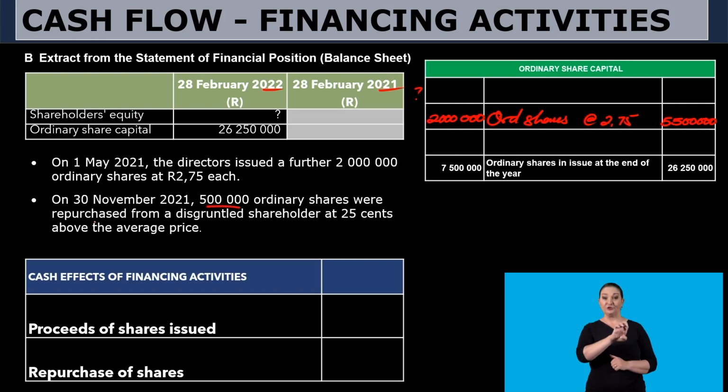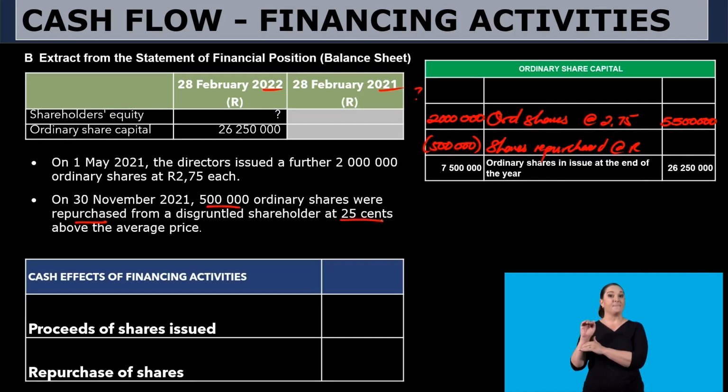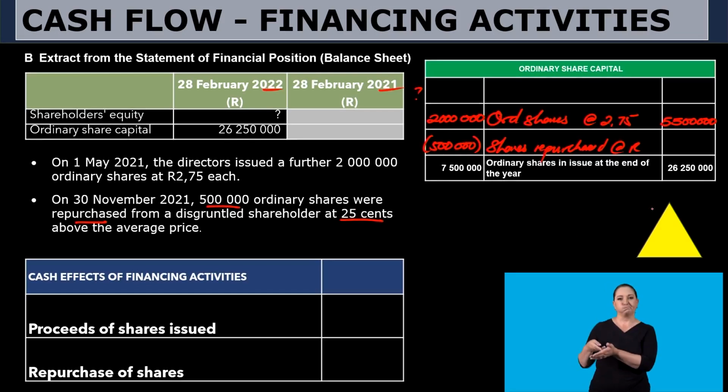Then we're told on 30 November, 500,000 shares were repurchased. So I'll come here, then I'll say 500,000 shares are repurchased. All right, so these are shares repurchased. And these ones are repurchased at, we don't know the amount. Okay, but we are told these are from a disgruntled shareholder at 25 cents above the average share price. We will record this 25 cents on our famous triangle.